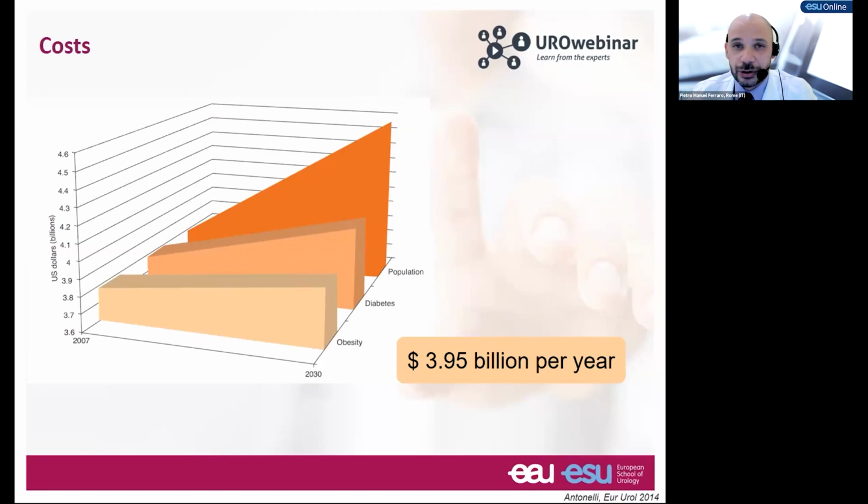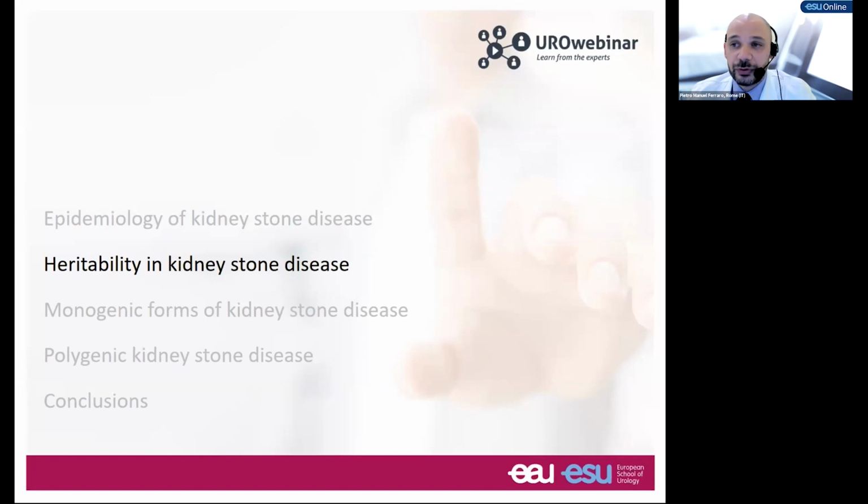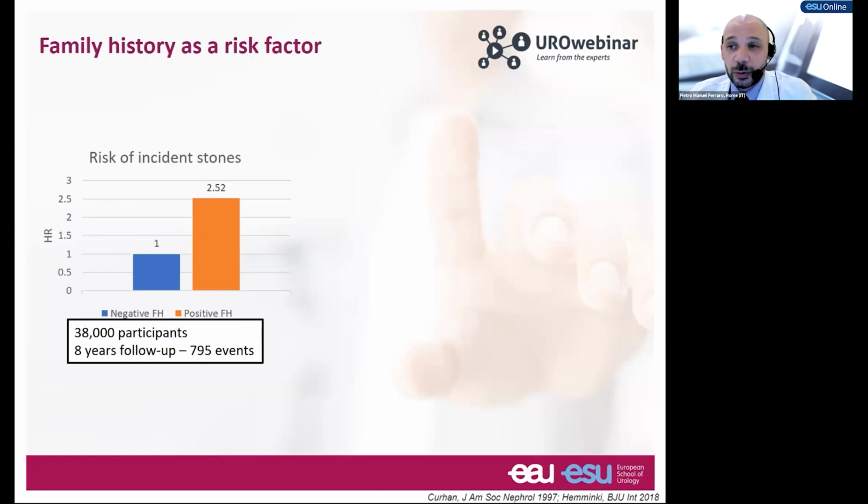So it's a relevant condition, and we have to be aware that there is a heritability of this condition. In fact, we know that if someone has a person in the family affected with kidney stones, their probability of developing a kidney stone over time will be more than double compared with someone with no family history of kidney stones. And this has been shown in the Health Professionals Follow-up Study cohort in 38,000 participants.